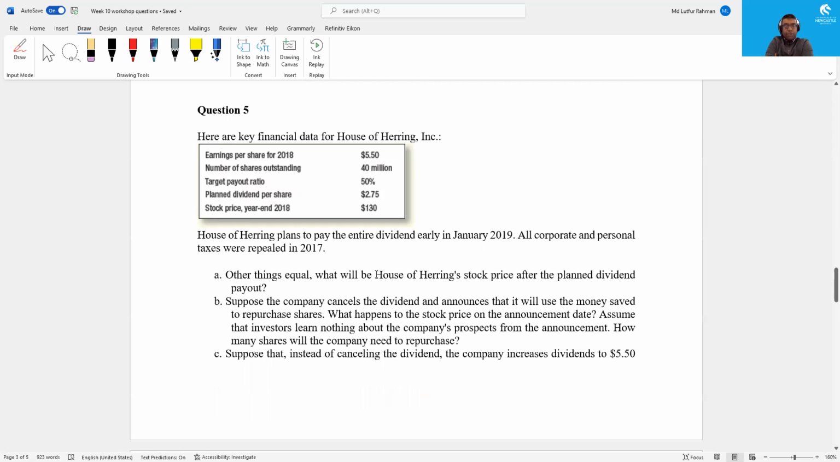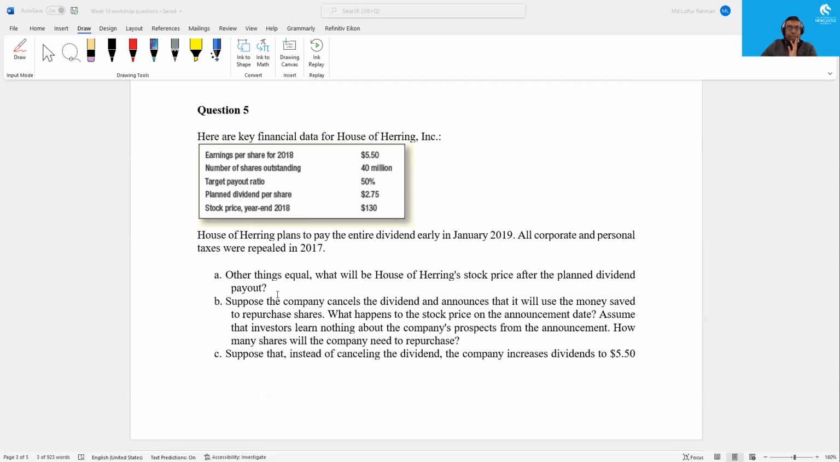Question number 5. Here are key financial data for House of Hearing Incorporated. What we are given is earnings per share, number of shares outstanding, target payout ratio, planned dividend per share, and stock price. House of Hearing plans to pay the entire dividend early in January 19. All corporate and personal taxes were repealed in 2017. Other things equal, what will be House of Hearing's stock price after the planned dividend is paid out?